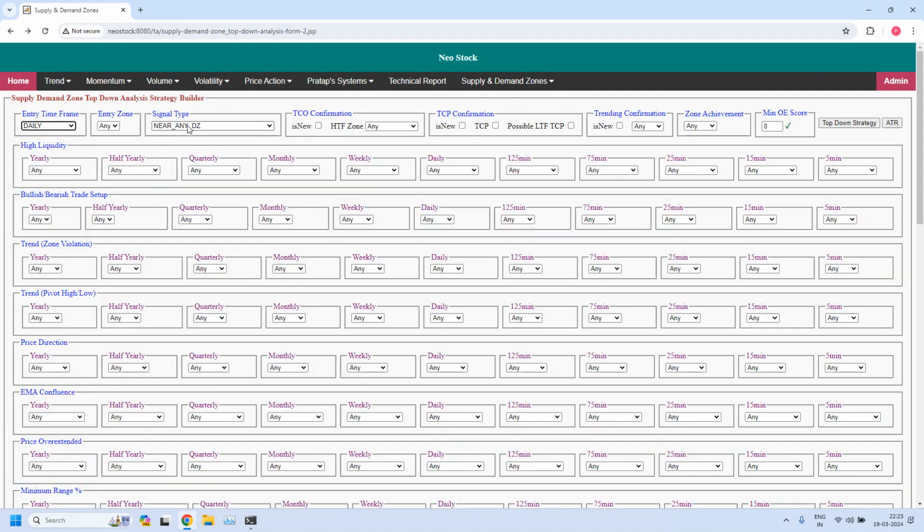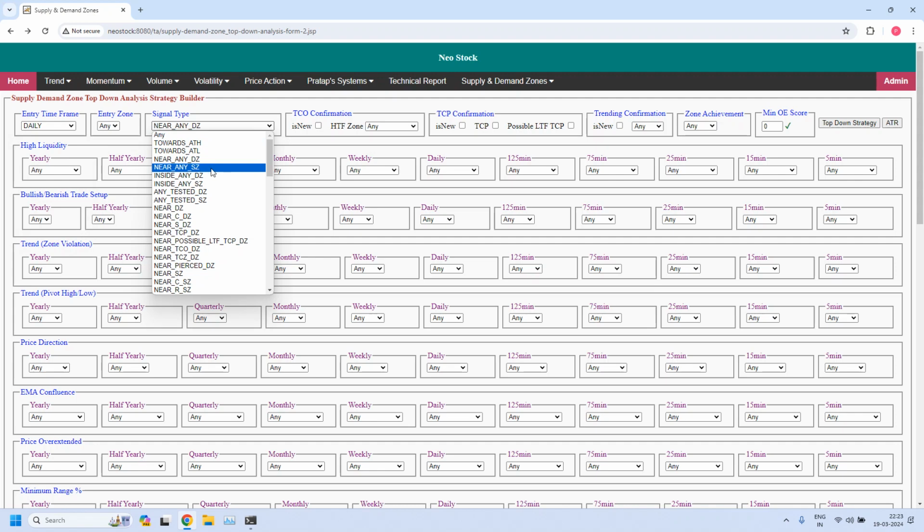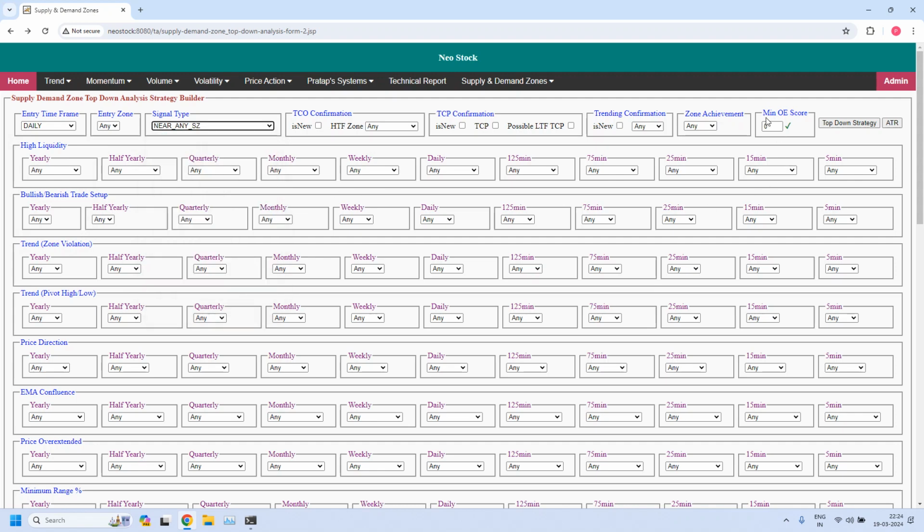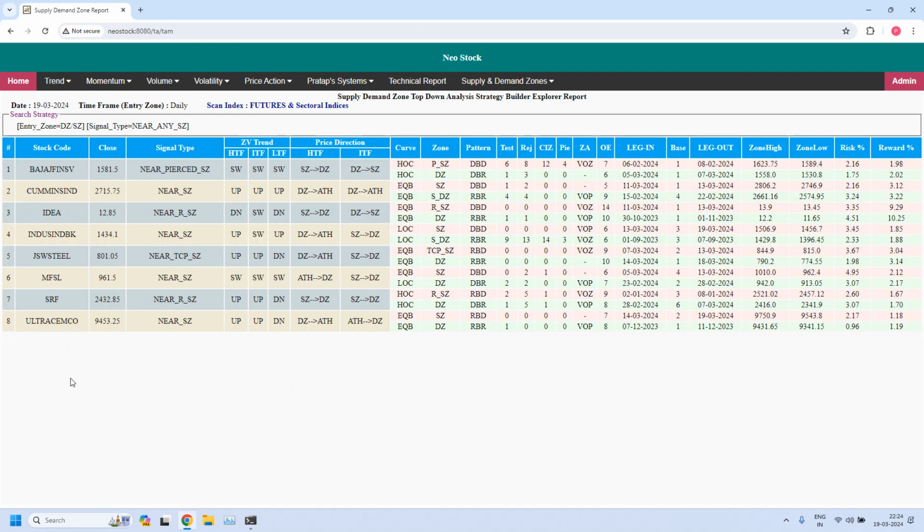For daily time frame, let us find the stocks which are near daily supply zone. So 8 stocks are filtered. Let us identify high liquidity zones from this list. Idea again it came, but we don't plan a trade in Idea because the structures are not good. This is the stock we keep on getting for the last 3 days.